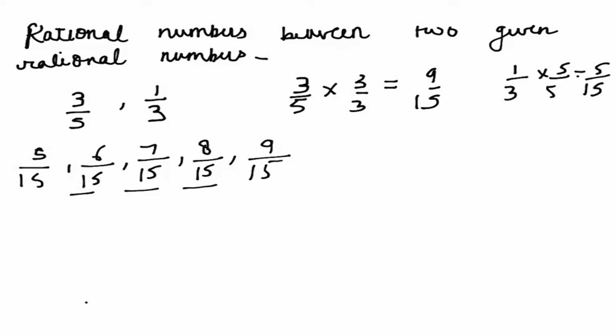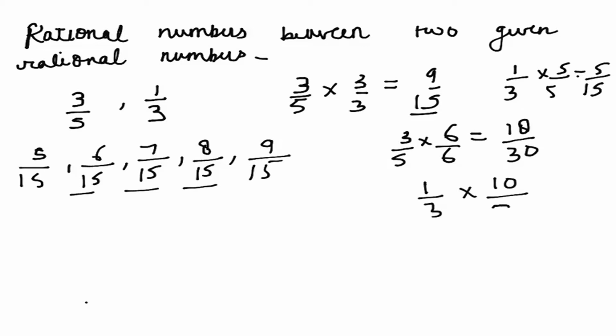Now the question is, are these the only rational numbers between these two? No, because here we made the denominator 15. There can be another common multiple of 5 and 3. The only thing is we have to make the denominator the same. If I make it 30, because 30 is a common multiple of 5 and 3, I will get 18 by 30 over here. Then 1 by 3, I have to make it 30, so I will multiply by 10 and get 10 by 30.